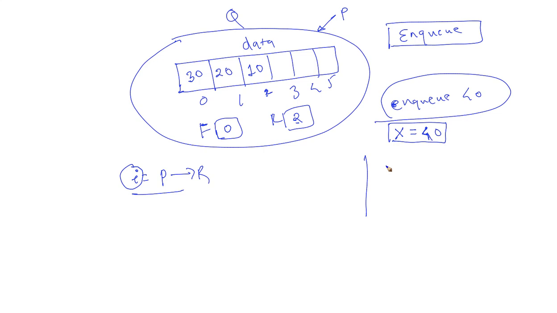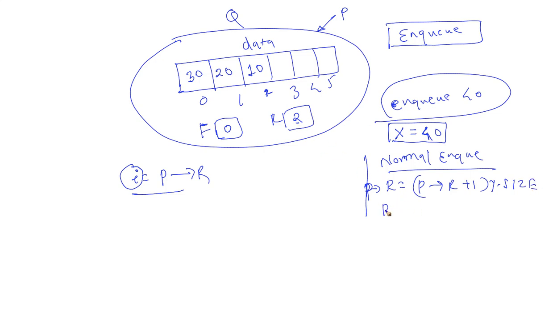So I'm showing you the normal NQ operation. Normal NQ is, let's say we have this P pointer pointing, R equal to P arrow R plus 1 mod size. So this R will be incremented in circular fashion, R becomes 3, and then I would have said P arrow data, I will go to the data array on R location, equal to X. That's the normal NQ operation, right?